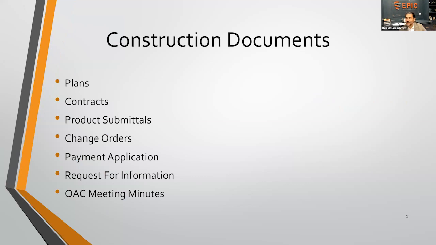For construction documents, we are going to be focusing mainly on these elements as you see here: plans, contract, product or material submittals, change orders, payment applications, requests for information or RFIs, and OAC meetings and meeting minutes. Now, the intent of this course is to give you a generalized overview of each of these elements. We could even make courses on each and every one of these bullet point items.